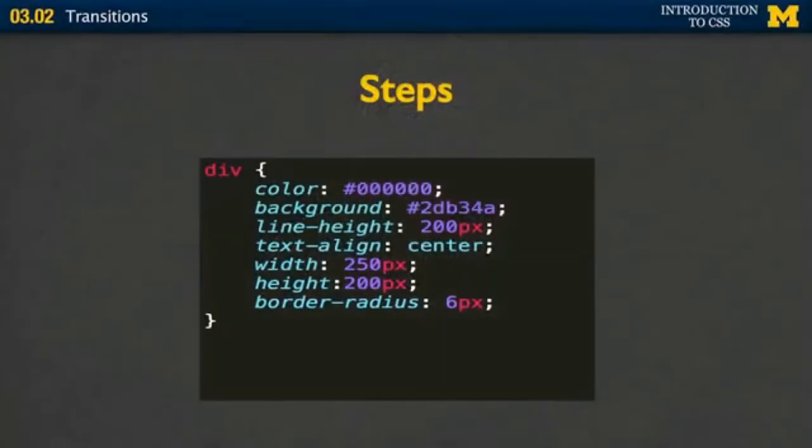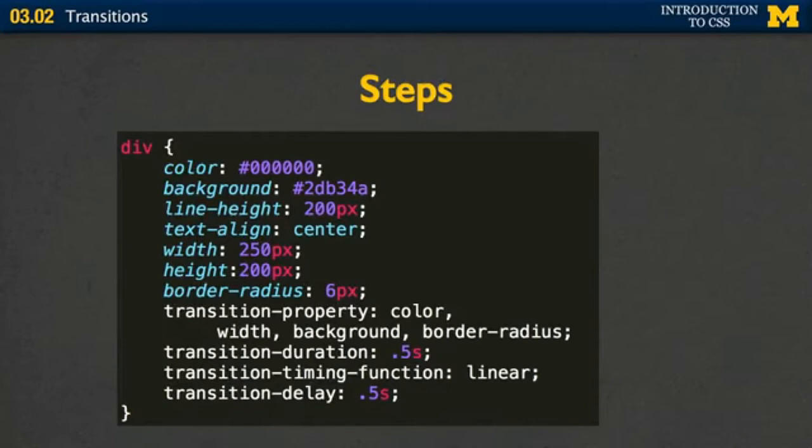So here I went ahead and defined a div to just have color, background, line height, width, height, all the typical things. If you notice, the border radius is pretty small. It's only 6 pixels. Next, I went in and I said, you know what? I'm going to go ahead and define each one of these properties. So my properties I want to change are going to be color, width, background, and border radius. This is kind of a lot, but I wanted a big example. You can say I want it to take half a second. I want it to all be pretty much the same change, and I want you to wait half a second before you start that transition.